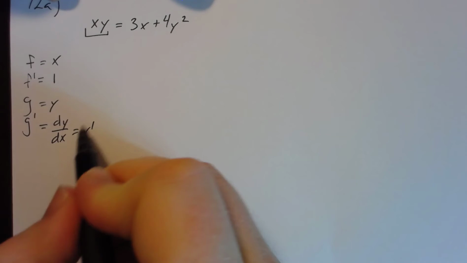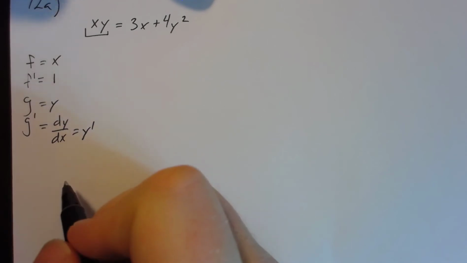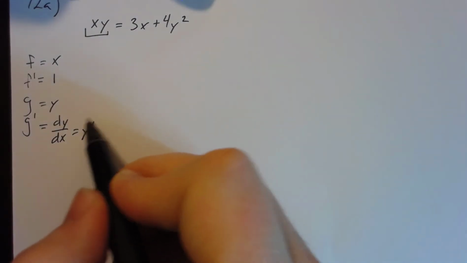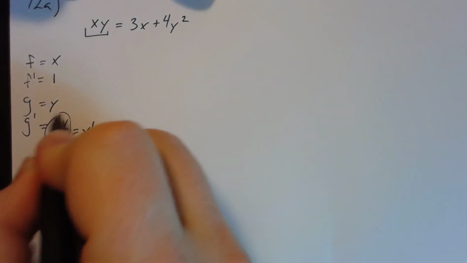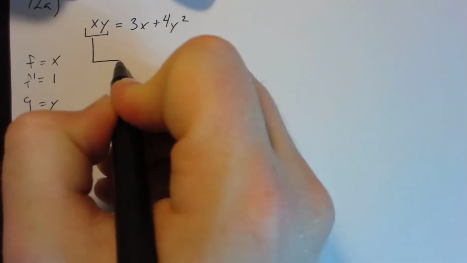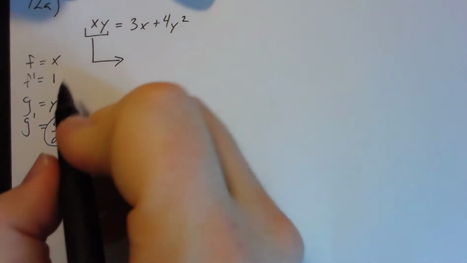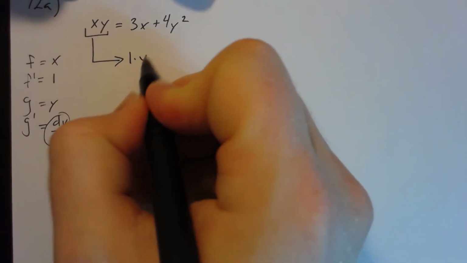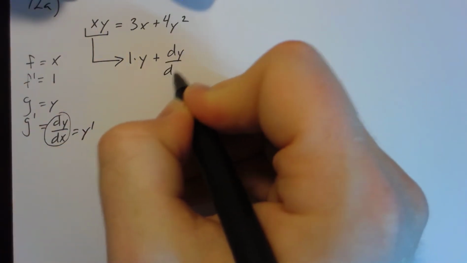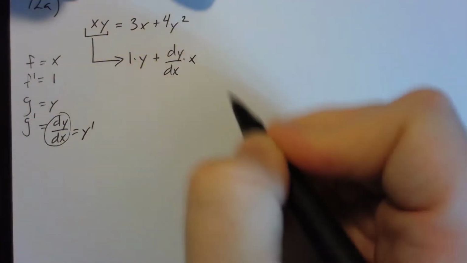I'd be cautious with using this notation again because that might look like y to the power of 1. And notice over here we do have y to the power of 2. So that might change things. I'm going to go ahead and consistently use dy dx when we're playing with implicit differentiation. So based on the product rule, this little section right here becomes the derivative of the first, which is 1, times the second left unchanged, plus the derivative of the second, which is dy dx, times the first left unchanged.